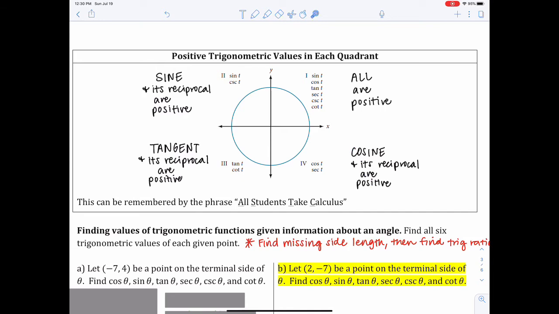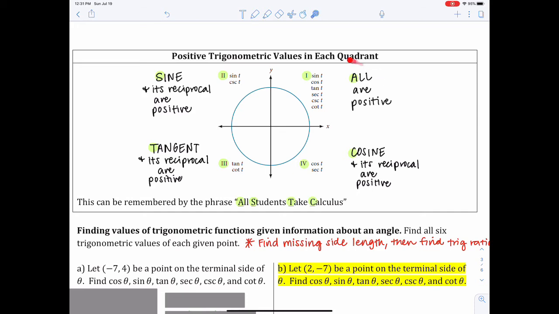The way that I like to remember this is the phrase, all students take calculus. The reason why we have that acronym is the first letters. So we have all students take calculus. And if we go in order of our quadrants, 1, 2, 3, and 4, we have A for all, S for sine, T for tangent, and C for cosine.